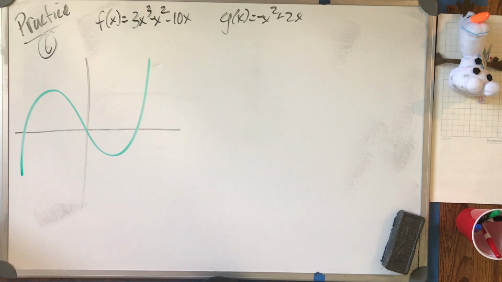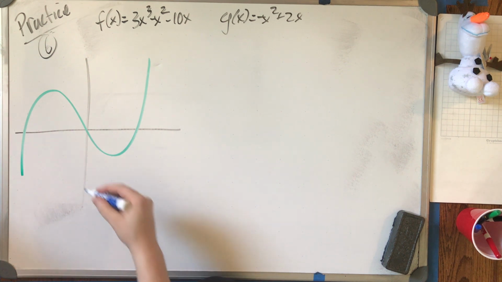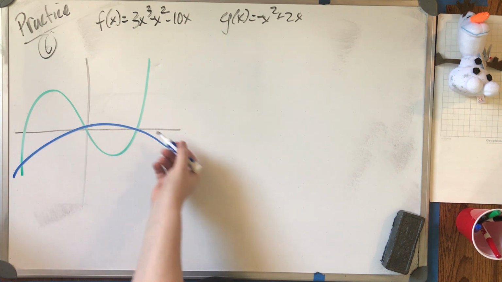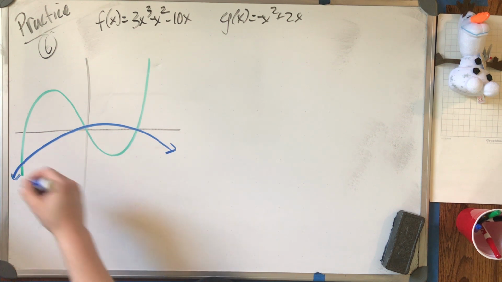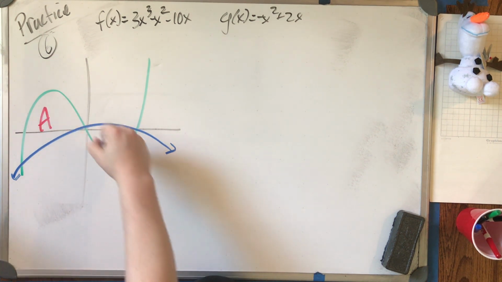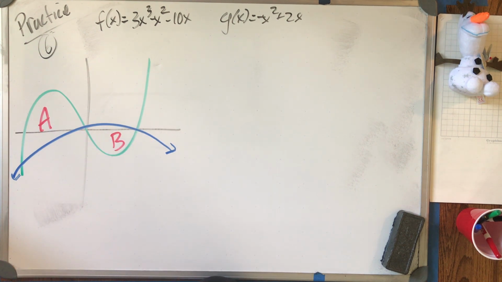So for 6, I used the calculator to help me graph what this looked like. So that's what the f of x equation looks like, and the g of x equation kind of goes like this, that's probably not perfect. So I need to know what all of these intersections are, and then I'm also going to be integrating this over 2 pieces. So I'm going to have this region over here and this region over here.